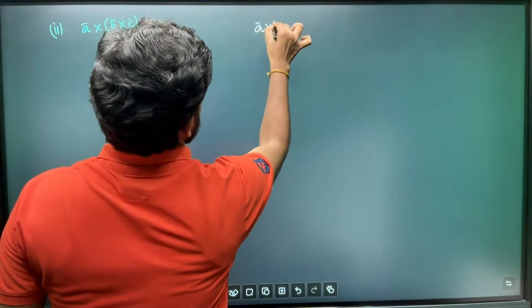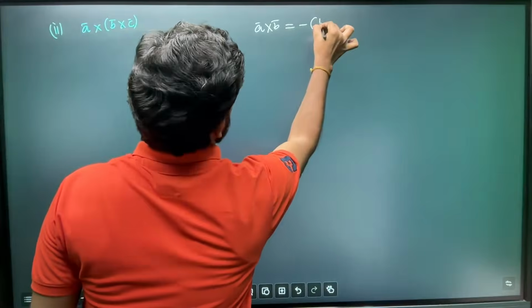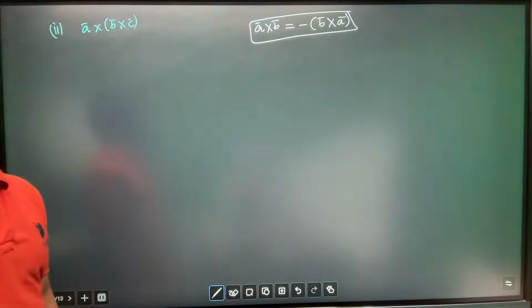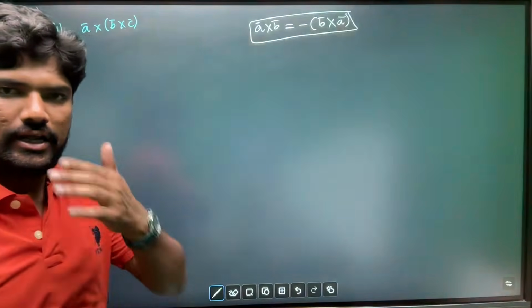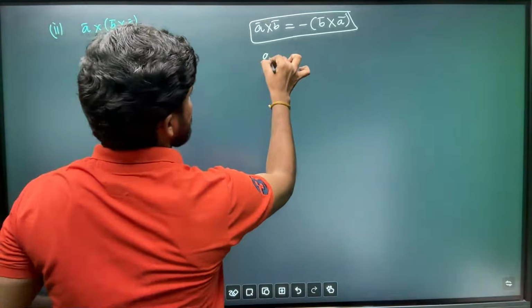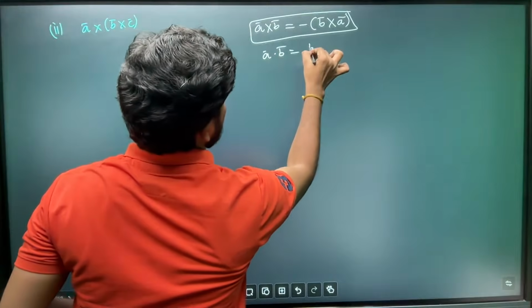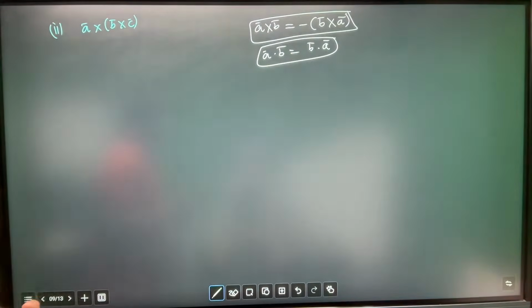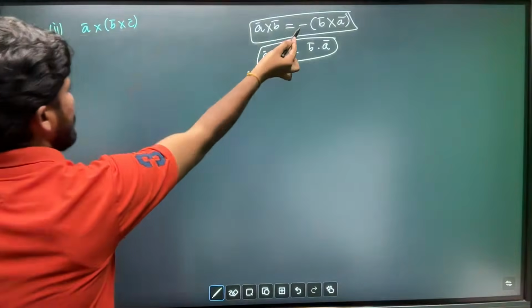In cross product, we know that A bar cross B bar is equal to minus B bar cross A bar. Clear? This is the formula in cross products. In dot product, A bar dot B bar and B bar dot A bar, there you don't get any minus, because 2 into 3 is equal to 3 into 2. So here only the minus symbol comes.